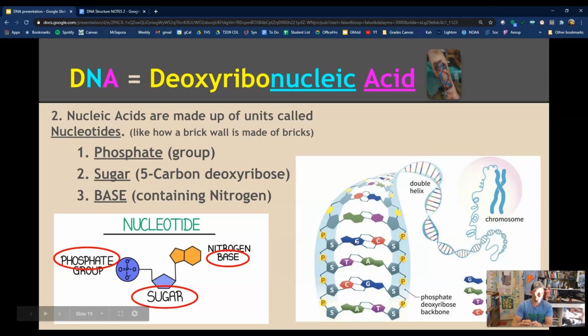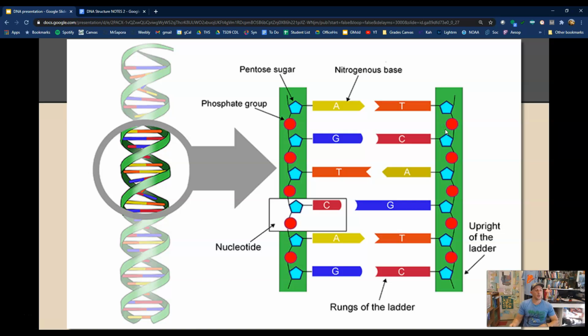So once again, a nucleic acid is made up of these little parts. You break them out into nucleotides, and then a nucleotide is made up of a phosphate, a sugar, and a base. Phosphate, sugar, base. Say it again. Or don't. Okay, so here we go.